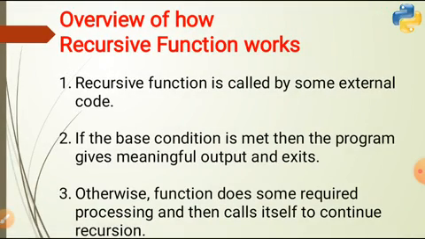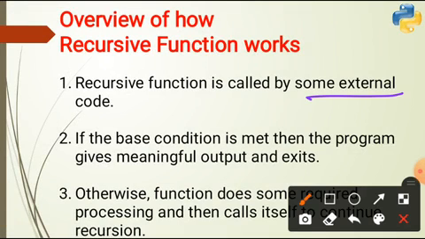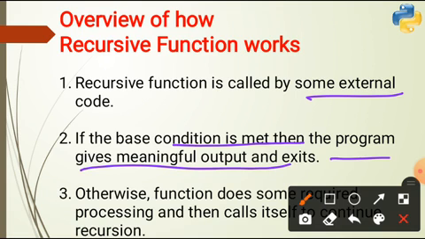Overview of how a recursive function works. First, the recursive function is called by some external code. What is meant by external code? A function can be called from outside code, not from inside. If the base condition is met, then the program gives a meaningful output. What is meant by base condition? The function should be stated in a proper manner.